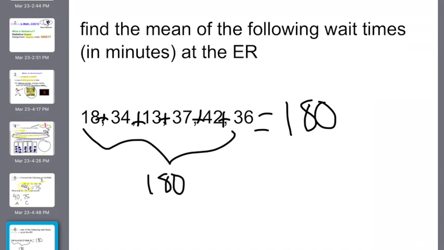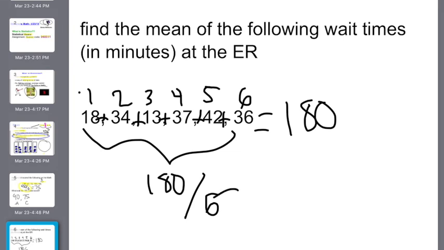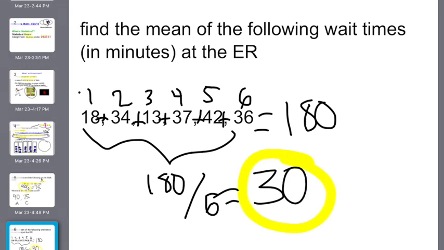But we also need to divide by how many numbers are in our set. So we look, we have 1, 2, 3, 4, 5, 6. We're going to take 180 divided by 6. What do you think we're going to get? We're going to get 30. 30 is going to be your answer for finding the mean of that data set.